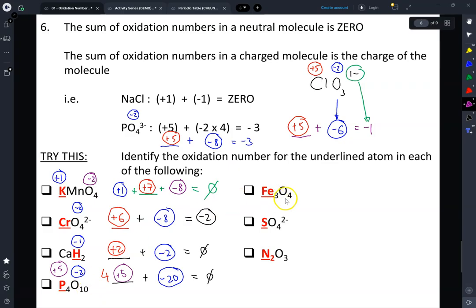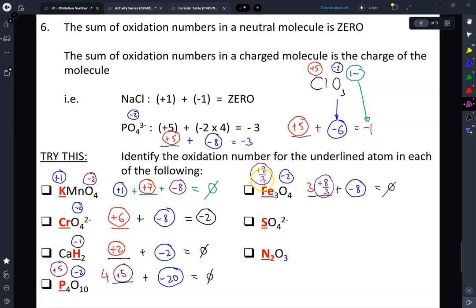Now this next example is a little interesting. Again, the ON value for oxygen is almost always -2. -2 times 4 is equal to -8. Because there's no overall charge, the oxidation numbers must add up to 0. There are 3 of these irons, so the only oxidation number that can make this equation correct would be a +8/3. So this iron has an oxidation number of 8/3.